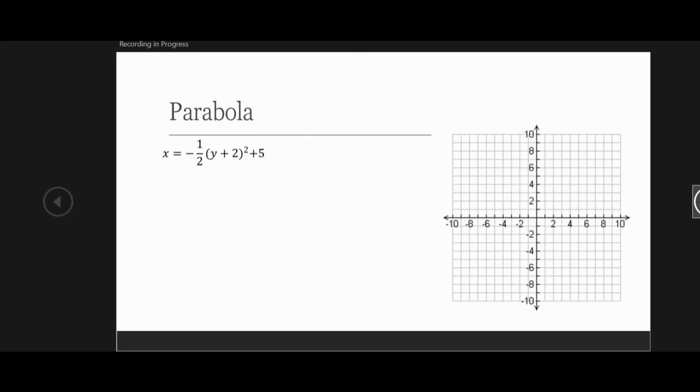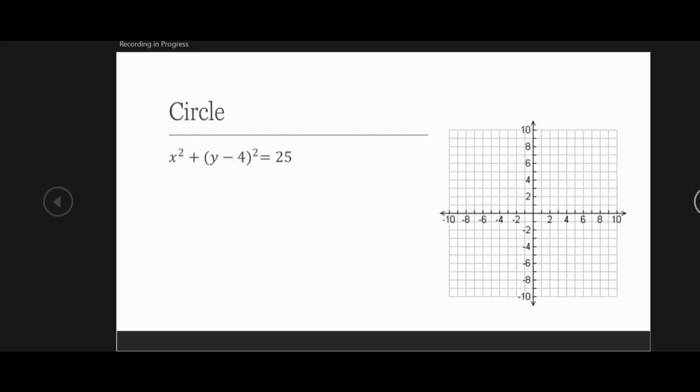The parabola should be pretty straightforward. You don't really have to approach the parabola this way. You can kind of factor this all out. Oops, sorry, that's the wrong slide. You could factor this all out, and hold on, I gotta go back.